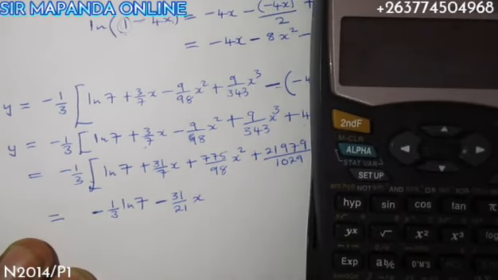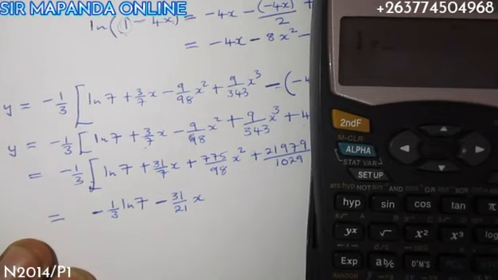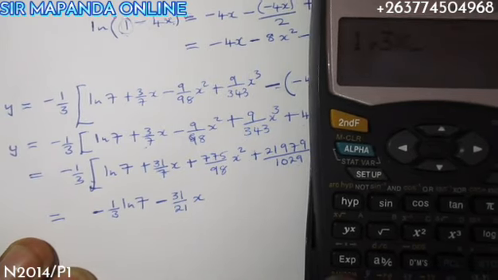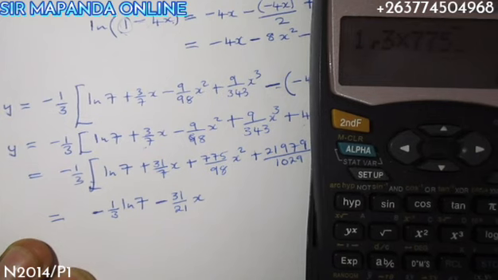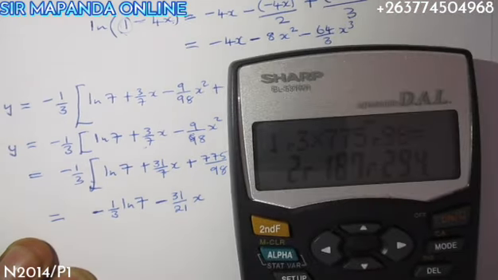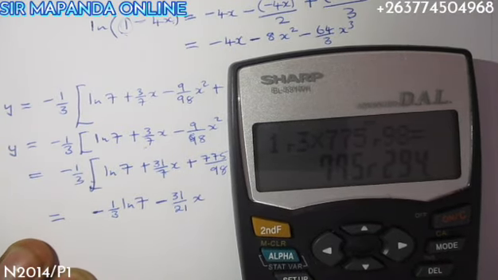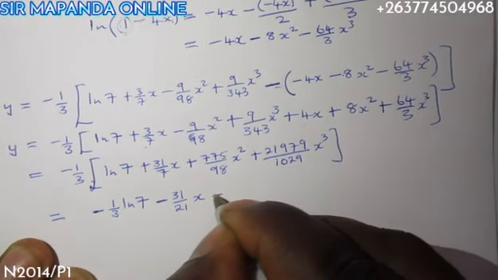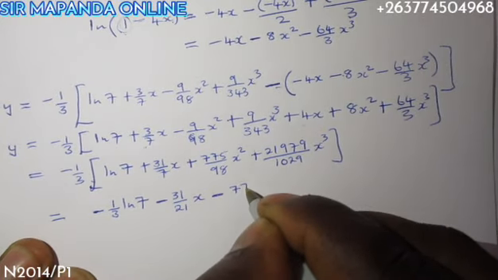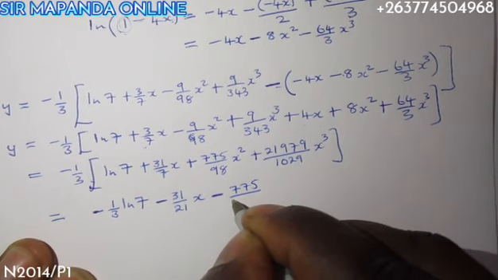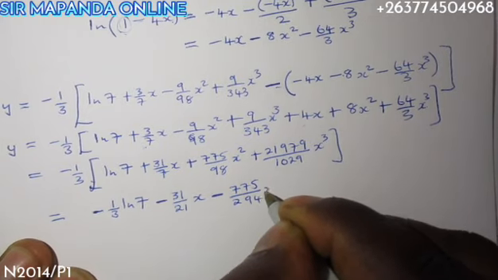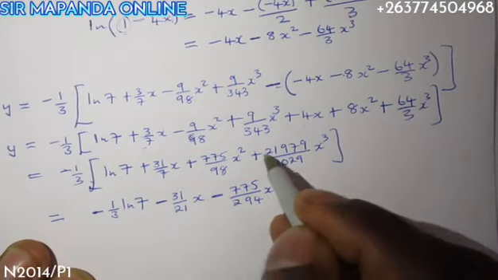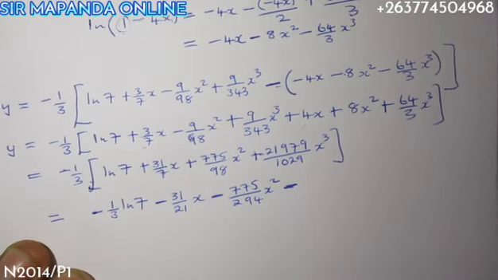Right, then 1 over 3 times 775 over 98, you get 775 over 294. So this is negative 775 over 294 x squared. Then negative times negative gives plus. So this is now 21,979 over 1029.